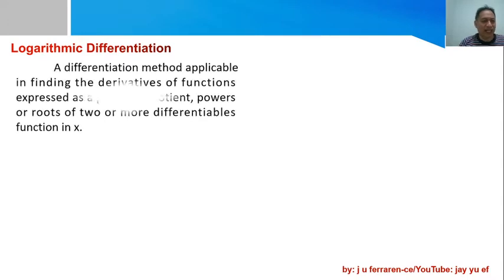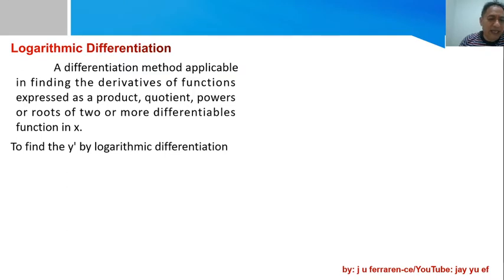Okay, thank you for being around once again, and we will be discussing logarithmic differentiation. Logarithmic differentiation is a method of finding the derivative of functions expressed as products, quotients, powers, or roots of two or more differentiable functions in x. Now, we are given steps on how to find the derivative of a function using logarithmic differentiation.